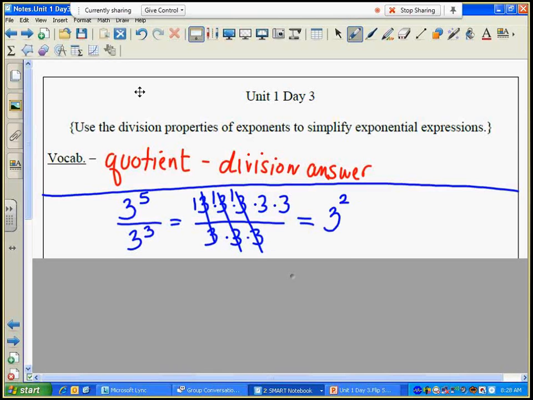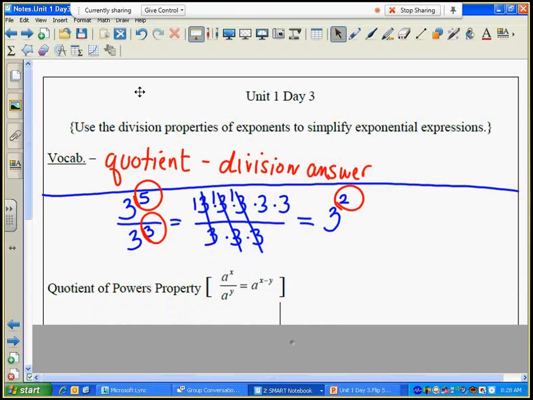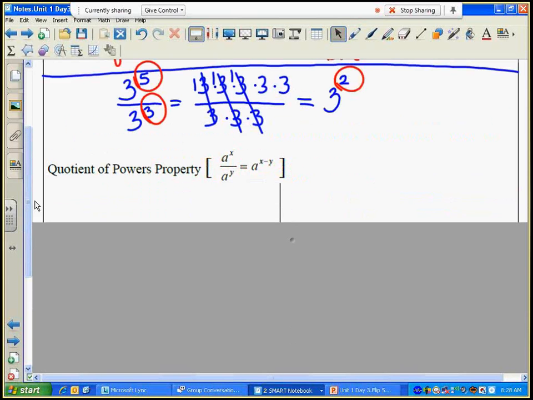What I want you to see here with this rule is that if you take the 5 from the numerator and the 3 from the denominator and just subtract them, you get the 2 in your final answer. There's the shortcut, and that's what we call the quotient of powers property. Take a moment to copy that down for me. All right, let's do a few examples.